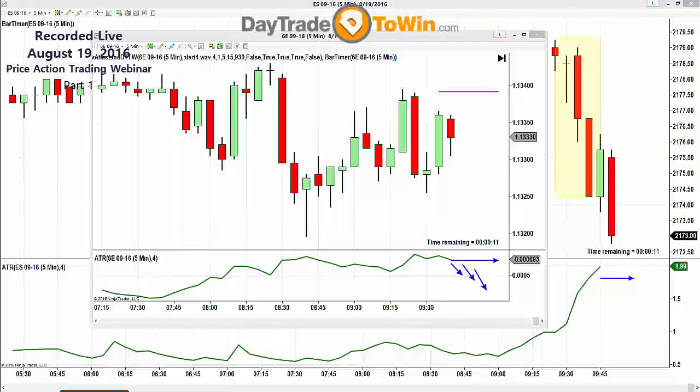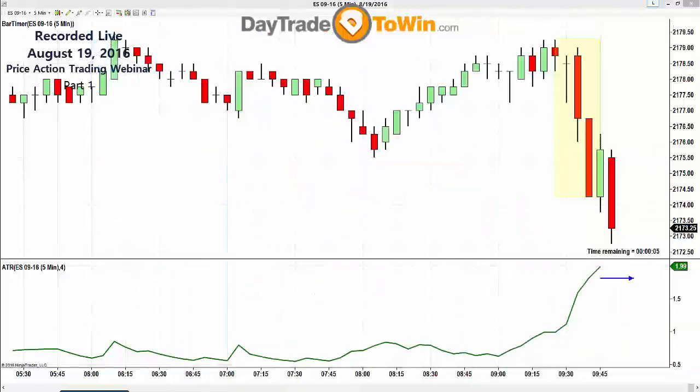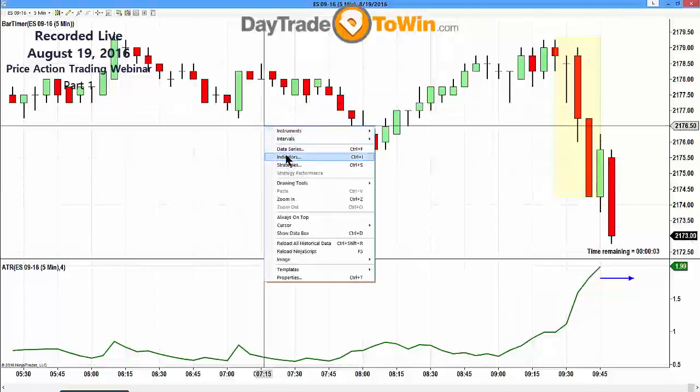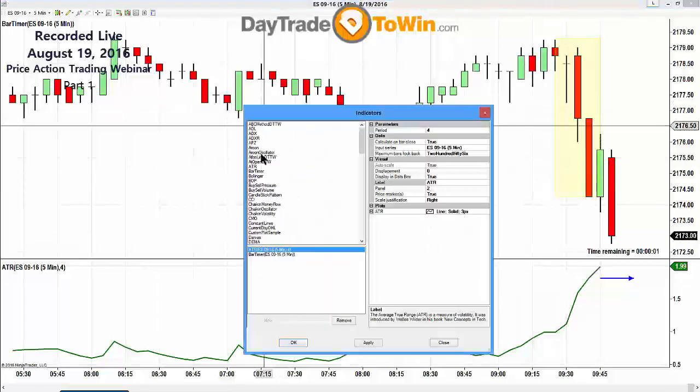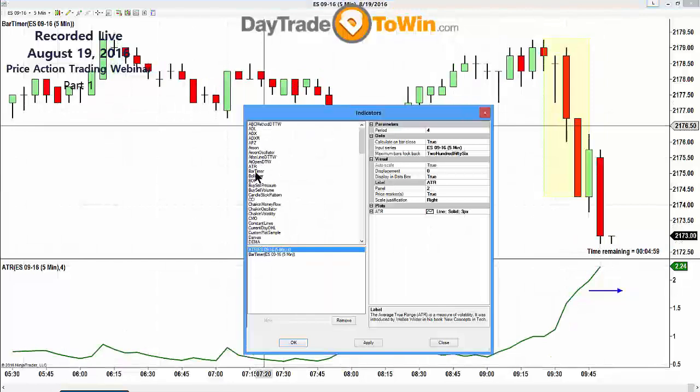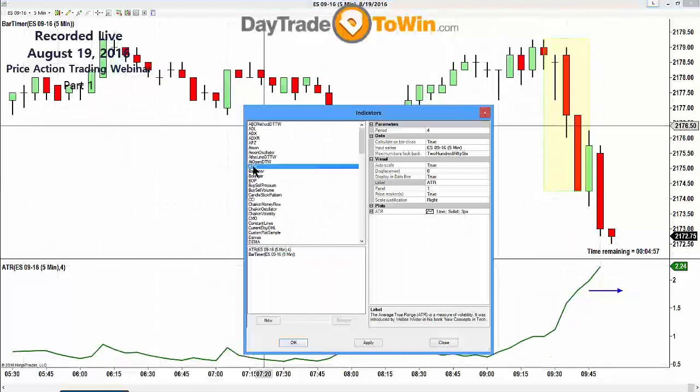Mohammed, does the ATR available on Ninja platform? Yeah, Mohammed, the ATR is available. It's free. It's part of almost every single charting platform. So if you come here and you go to right-click indicators and you look at the indicators that are listed, one of them should be ATR.